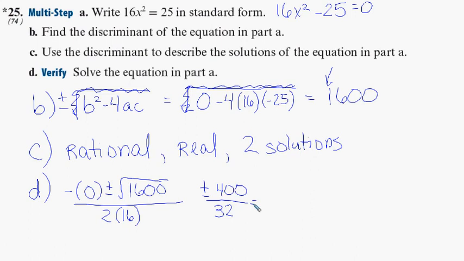So that should be 40. I messed up. That should be 40. The square root of 1600 is 40. So then when we reduce this, that means that 8 goes into both of these. So that means we have plus or minus 5/4 as our two solutions. Notice they are rational, they are real, and there are two of them. Cool.